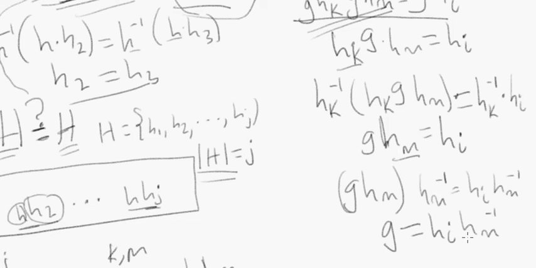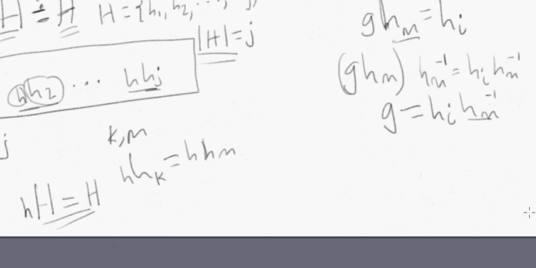Well, H sub M is an element of the group H. So H sub M inverse is also going to be an element of the group H. So really here H sub I was chosen to be an element of the group as well. So H sub I times H sub M inverse, since H is a group, is going to give us some element of the group H. So we're saying that G actually turns out to be H sub, what letter are we going to pick? H sub L. Let's say that.